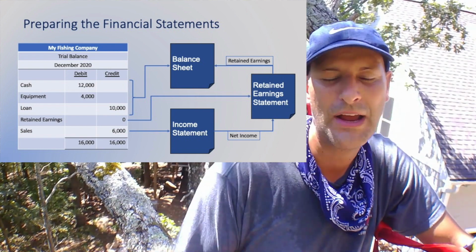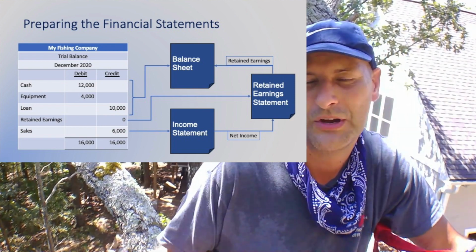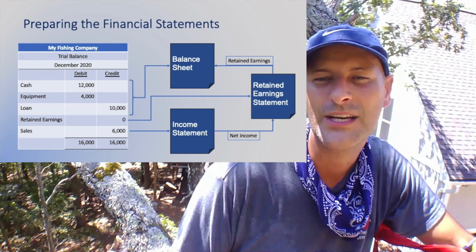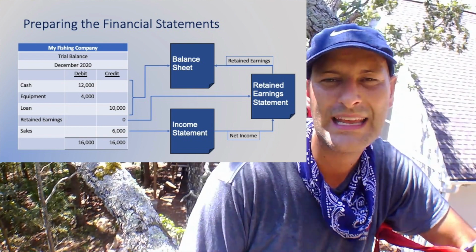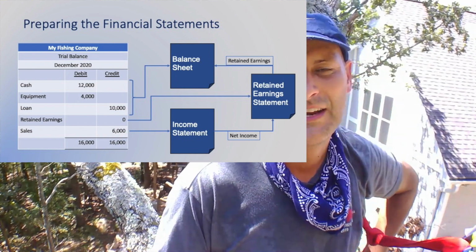And then sales is my only income statement account for this period of time. And sales goes to my income statement. So that's my income statement. My net income is $6,000. I use my net income to feed my retained earnings statement.